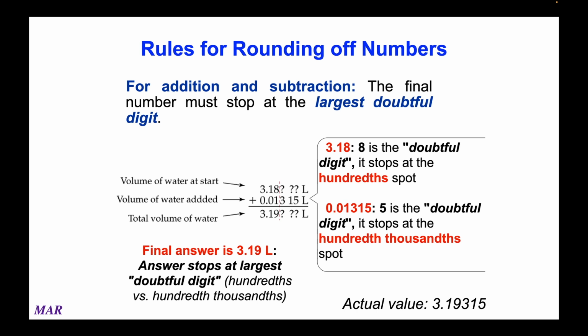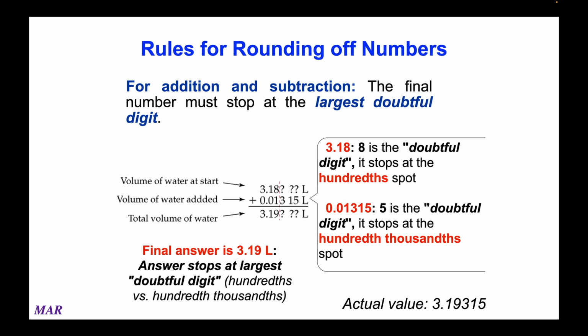If they happen to all be zeros, then 3.19315 would be right. But what if they were 3.18999 or something like that, or 3.18111? We would get different numbers. So we have no confidence in reporting anything past the 8. We have no confidence in reporting anything past the doubtful digit.